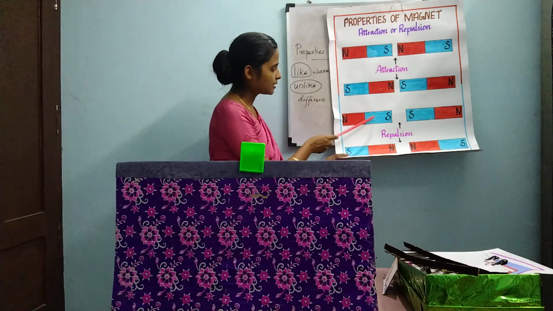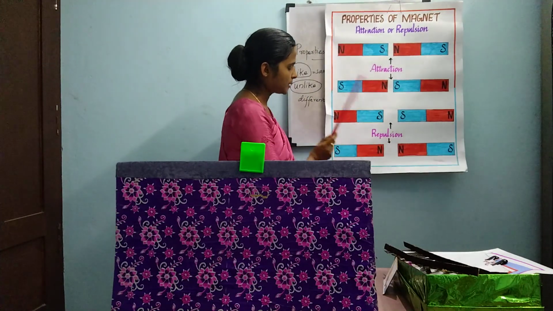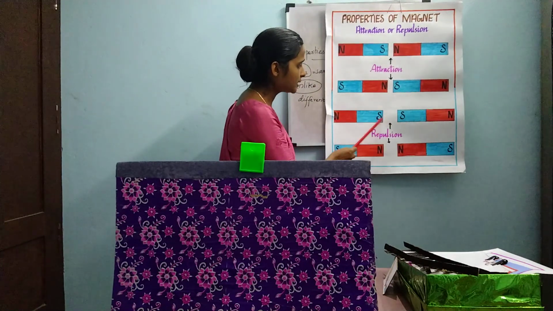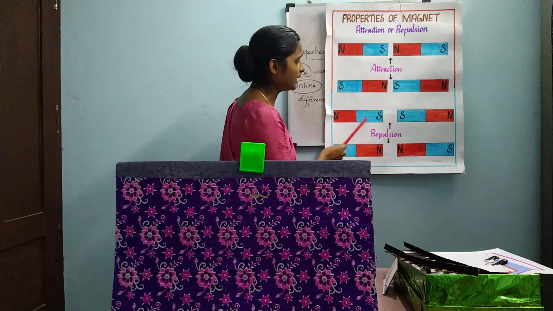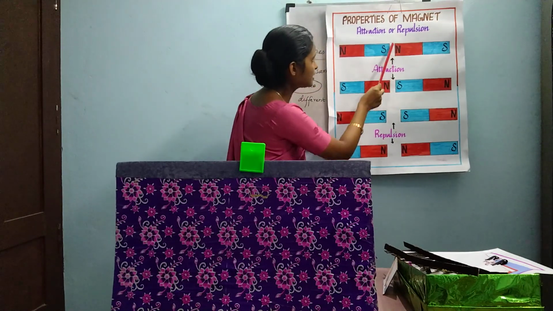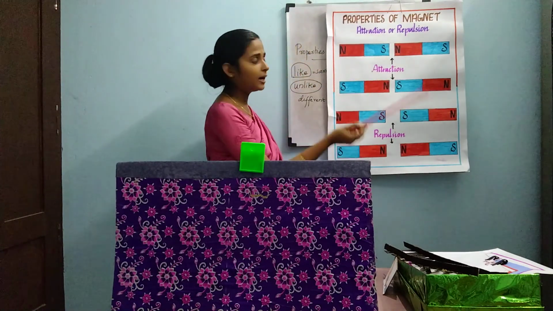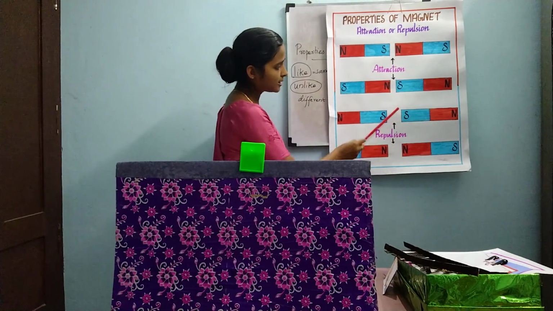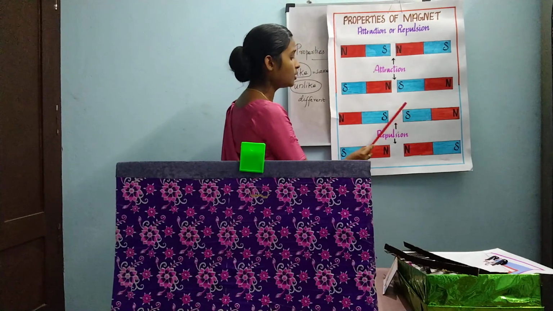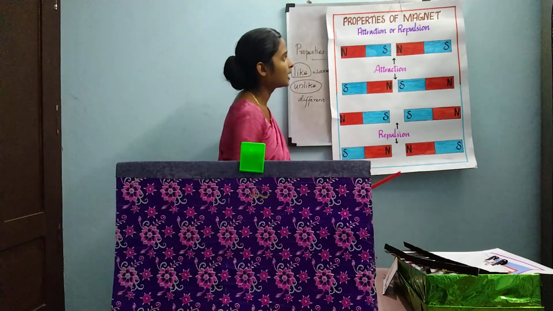And in this case, see here, repulsion. In repulsion, here it is south and here it is south. So it is repelling each other. It is not at all attracting. See the gap in between. If you compare with this, here the gap is larger, right? So the same, that is, like poles repel. The like poles repel each other.